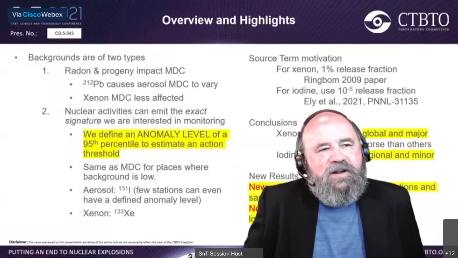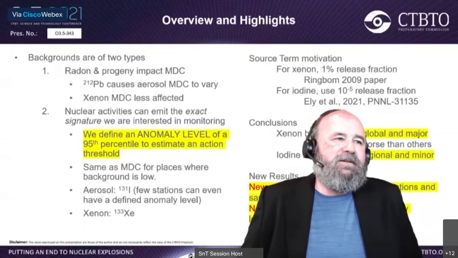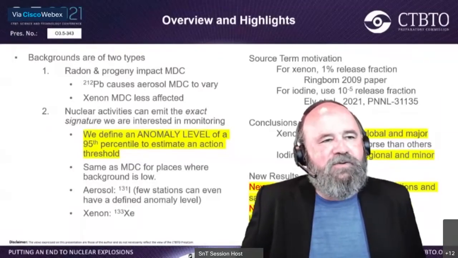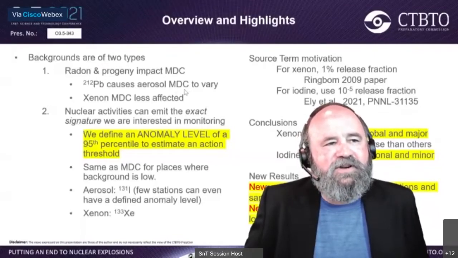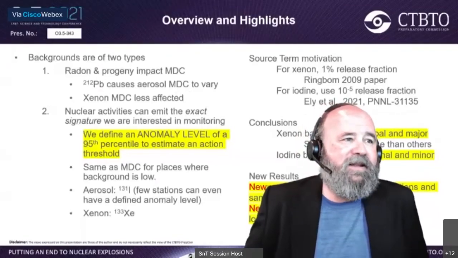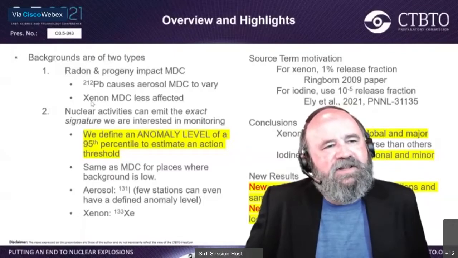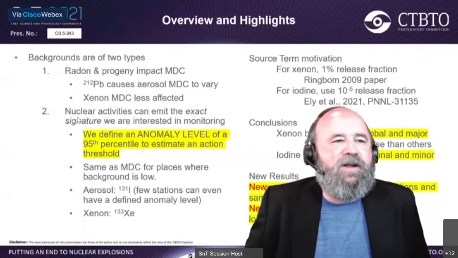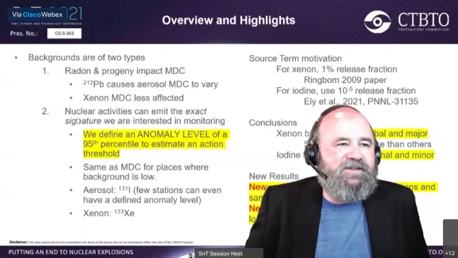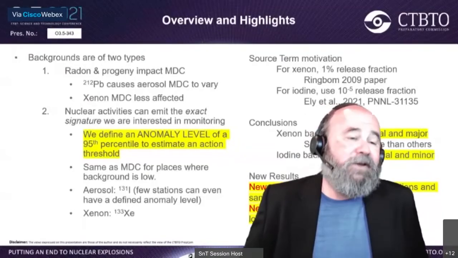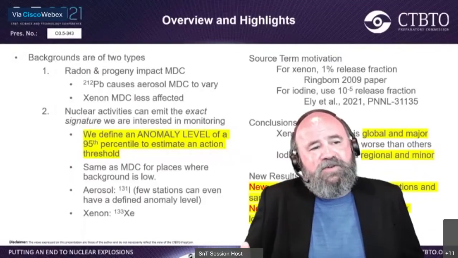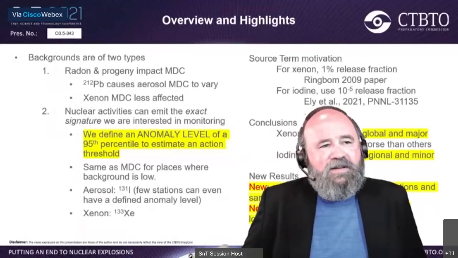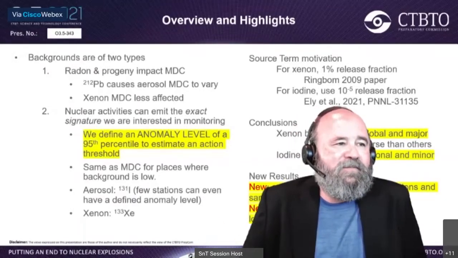We concluded that the backgrounds come as two types, things associated with natural radon in the atmosphere. When it decays to lead-212, that can impact the minimum detectable concentration of aerosols very, very badly. Xenon systems are much less impacted, but nuclear activities can emit the exact isotope we're interested in, and we created an anomaly level to say if something is above the 95th percentile of the background, we'll call it an event, and below that, we'll say we don't know enough about it.